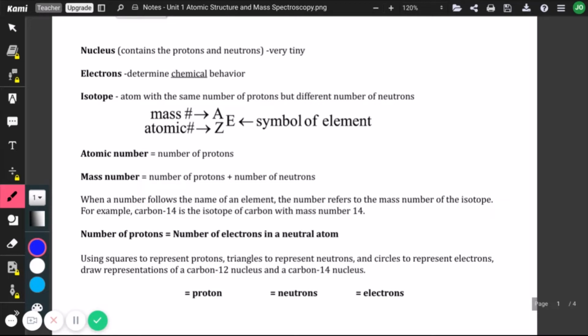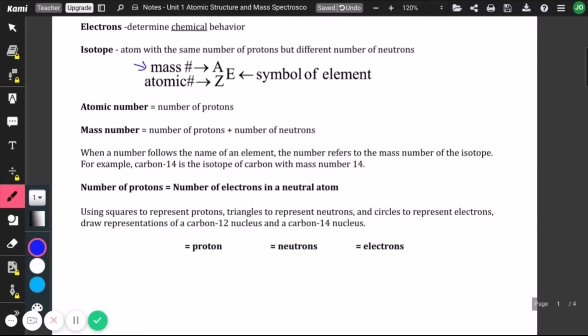With that being said, we have to talk about the isotopes because it's going to affect our mass number. Mass number is just your protons plus your neutrons. So an isotope is an atom that has the same number of protons, but different numbers of neutrons. Next I've got my atomic number, that equals my number of protons. I've got my mass number, which is again the protons plus the neutrons.